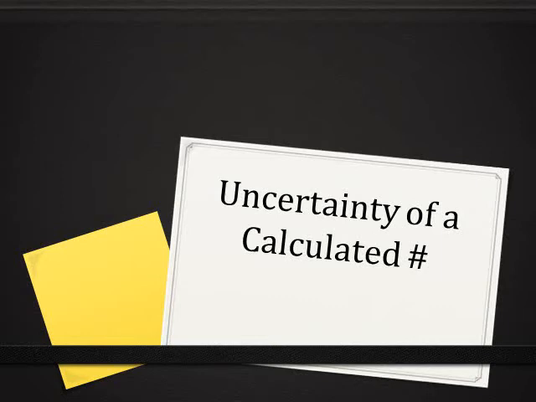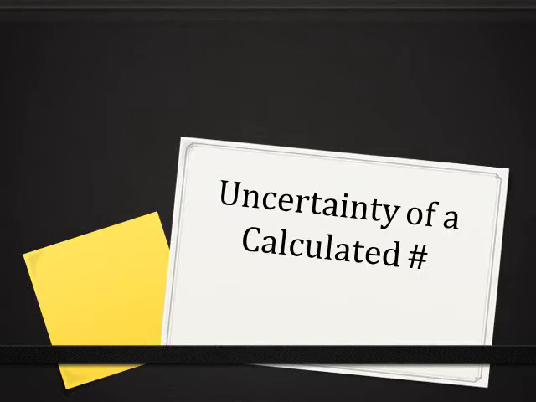Now we're going to learn how to find the uncertainty of a calculated quantity. For example, if you measure the distance something travels and how long it took to travel that distance, you can divide those two quantities together to find velocity. Well, how do you know the uncertainty of velocity?